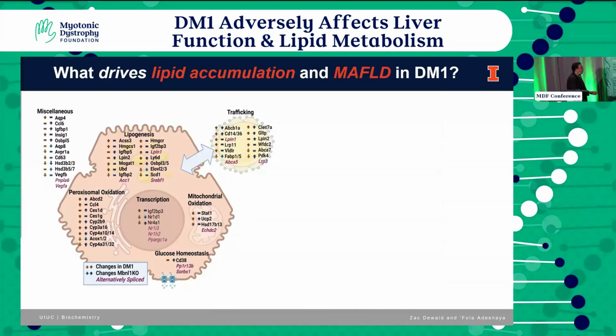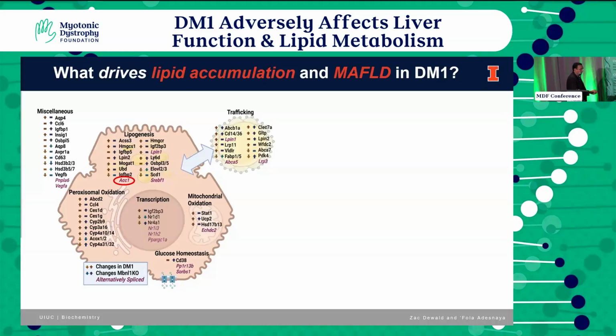Now, we went back and started looking at our RNA sequencing data, and there were a lot of changes in gene expression and splicing. So we spent some time to investigate how DM1 affects liver-specific lipid handling or metabolism, and we focused on DM1-related changes in splicing and abundance of transcripts that are linked to lipogenesis or lipid transport or fatty acid oxidation, and also metabolism-associated fatty liver disease. Now, of these, acetyl-CoA carboxylase particularly stood out to us.